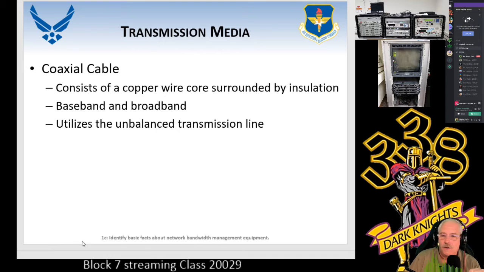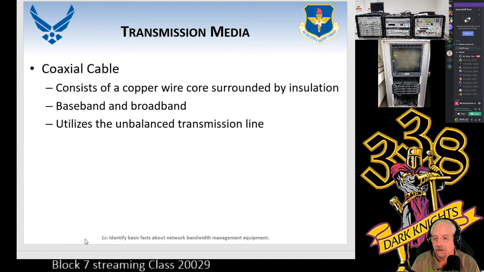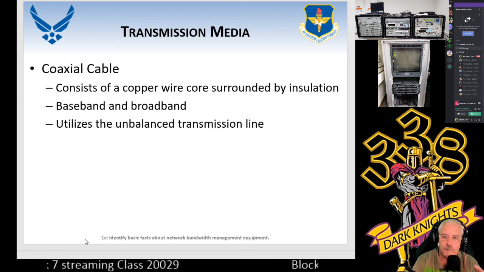Next up, we have coax cable. The thicker the coax, the better off you are. And if your shield is grounded, you have a lower bit error rate. In other words, fewer errors. That's one way to take a look at it.